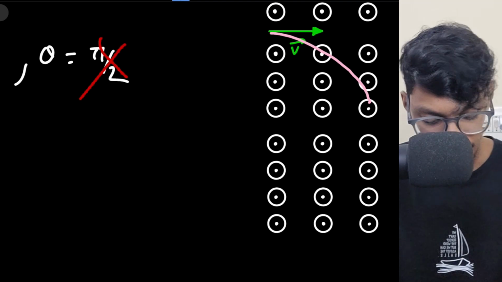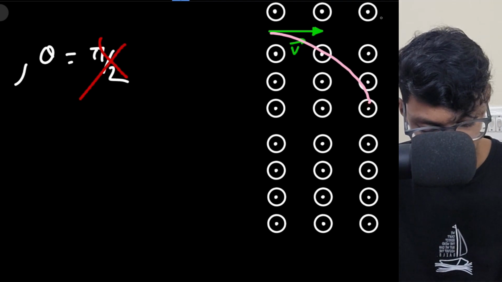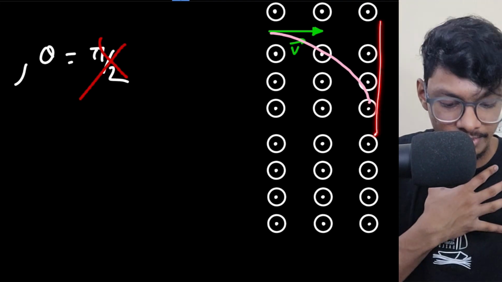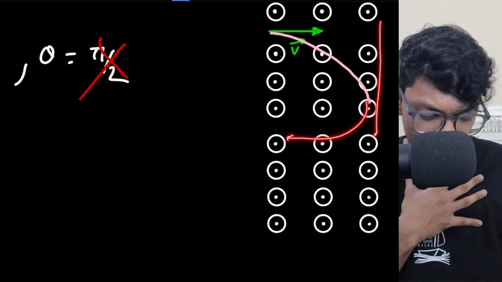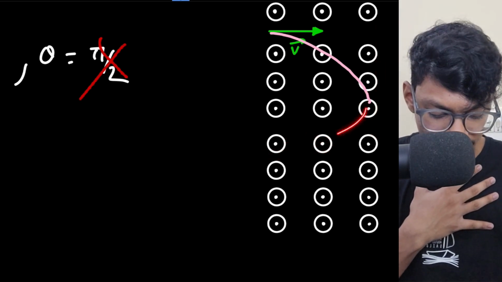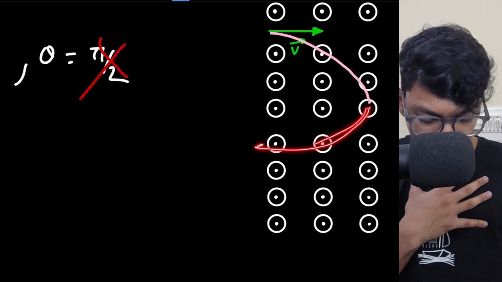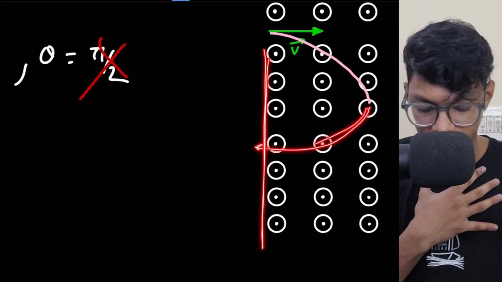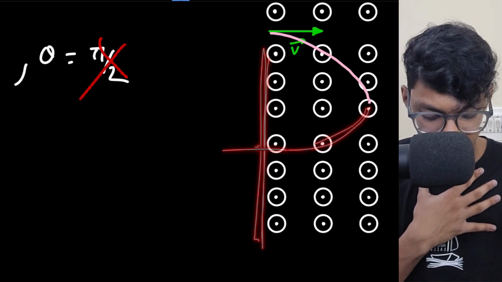So if D is greater than R, what is happening? My particle will reach here and the boundary is here. I am still inside the magnetic field. So it will still flow in this direction. It will still go in this direction. Correct? So if it is going in this direction, it will come out of the influence of the magnetic field. Right? It will come out of the influence of the magnetic field.